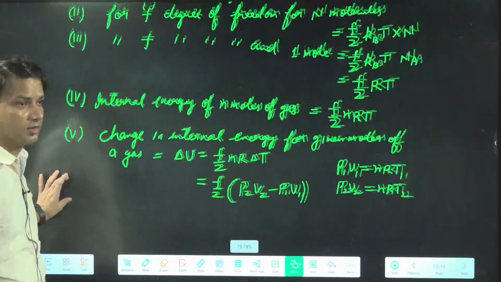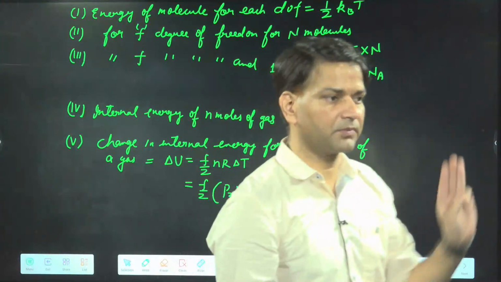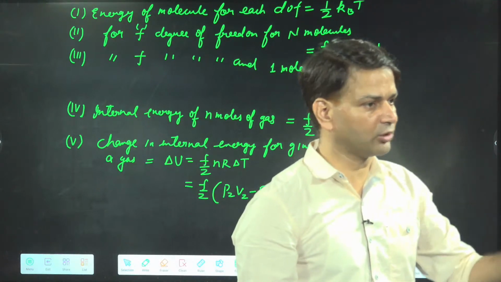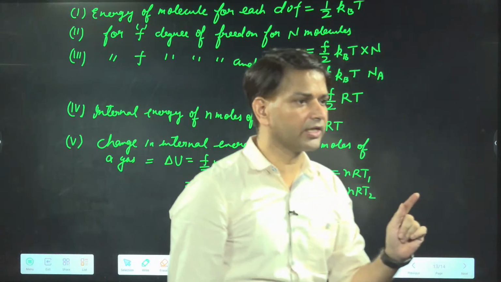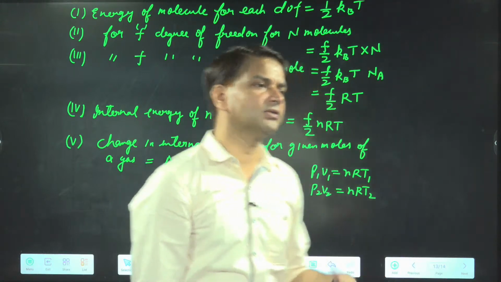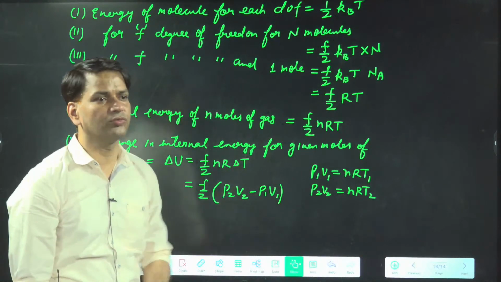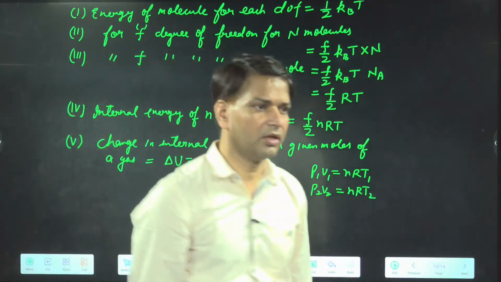Okay. So what I said, we have to remember basically only 2 or 3 formulas. One is per degree of freedom 1 by 2 kb into T. For f degrees of freedom and n moles, f by 2 nRT. And the change in internal energy, we can say f by 2 nR delta T or f by 2 into P2 V2 minus P1 V1. Okay.